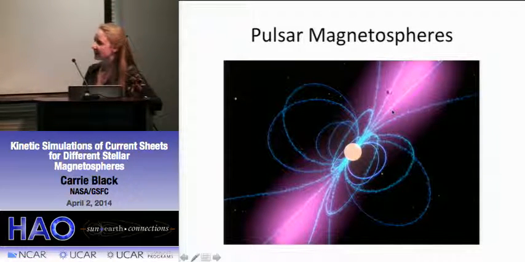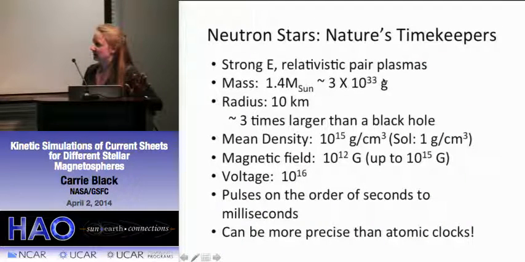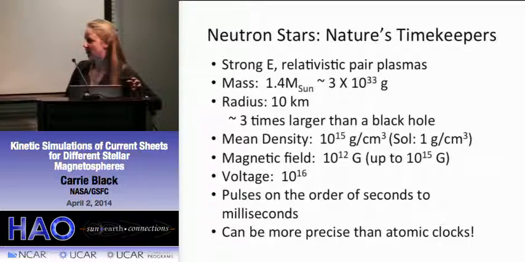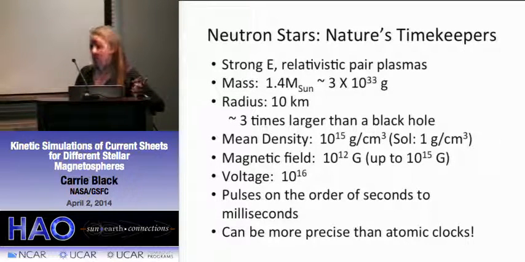So these things are really amazing. Like I said, they have relativistic pair plasmas in the magnetospheres, and they have a strong electric field, which is very different from the solar environment, and wonderful for a kineticist to have a strong electric field to deal with. They're extremely massive. They're small. They're really dense. They have these strong magnetic fields as well. They spin super fast. These pulses have been measured on the order of milliseconds.